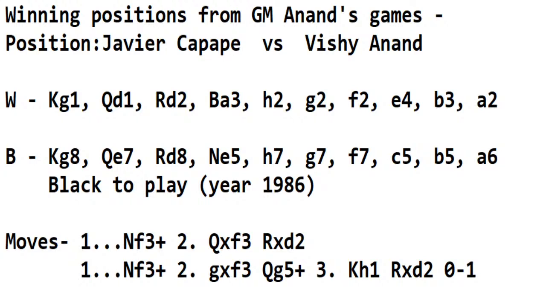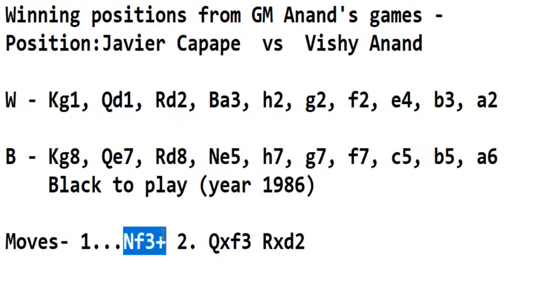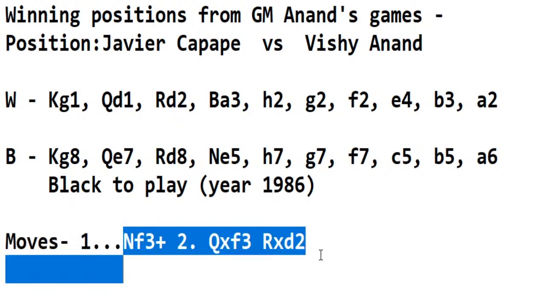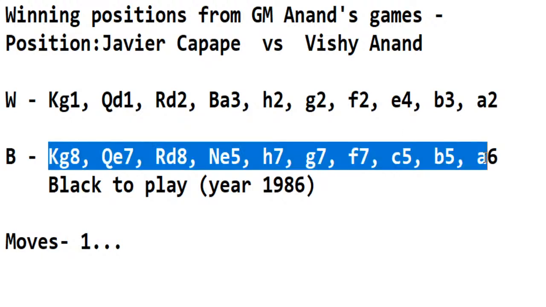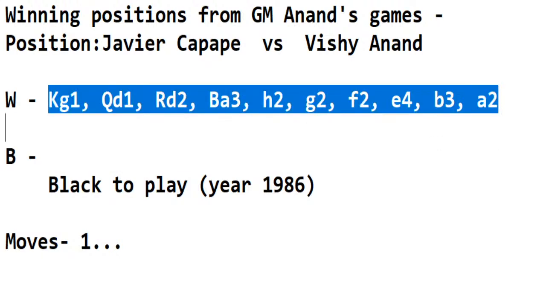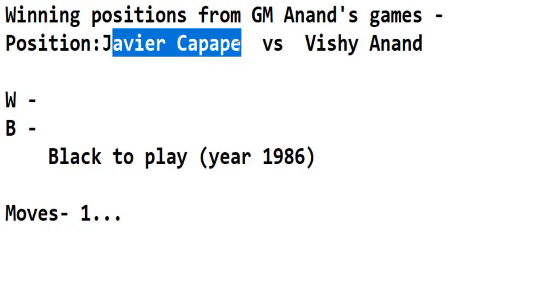I always like that. This will again be black to play position. So I will get rid of the unnecessary details. You also should note the year first. The game that we are talking about is 1986. So the year will remain the same indeed. And it is black to play. So Vishy Anand still is the player with the black pieces, and Plinio Gamberotti is white. Remember the names, okay?